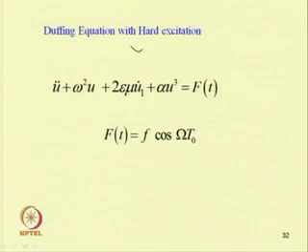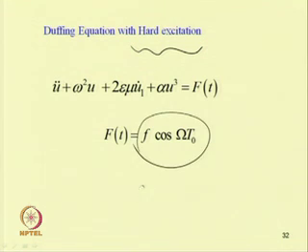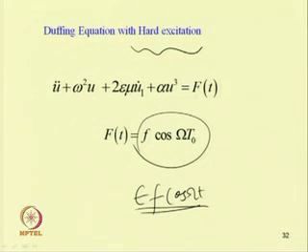Now, when the excitation is hard, that means when we cannot write the forcing term as epsilon f cos omega t in the equation of motion, here we are not using this epsilon. In the previous case we wrote it as epsilon f cos omega t, but in this case this term is no longer small, so we cannot use epsilon, and this equation can be written as f cos omega t 0.